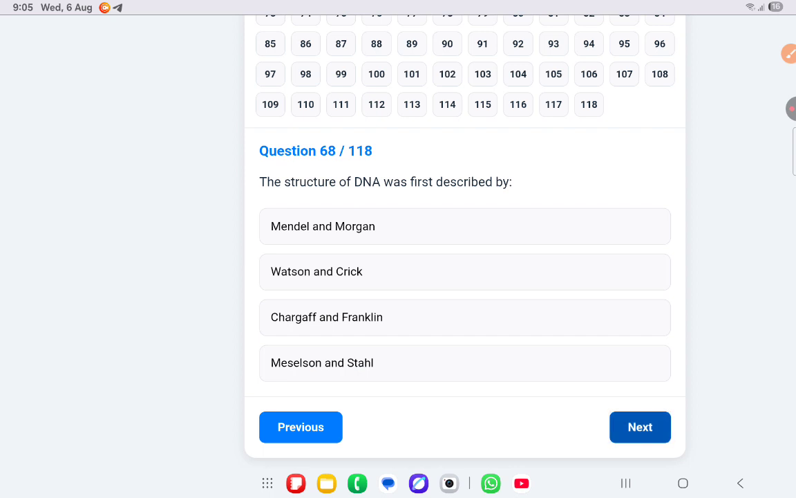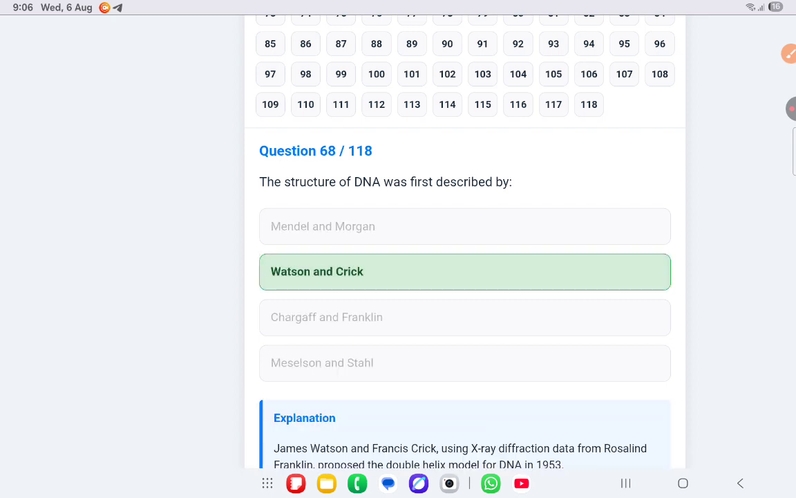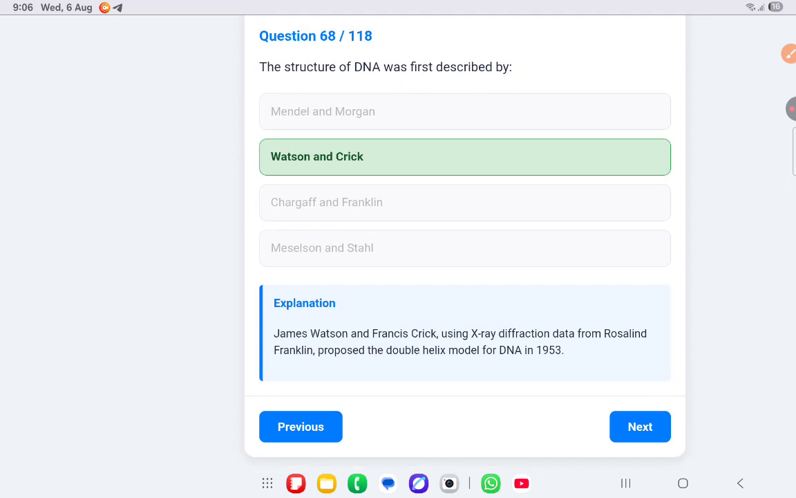Next, the structure of DNA was first described by Watson and Crick in 1953. That means James Watson and Francis Crick, using X-ray diffraction data from Rosalind Franklin, proposed the double helix model for DNA in 1953.